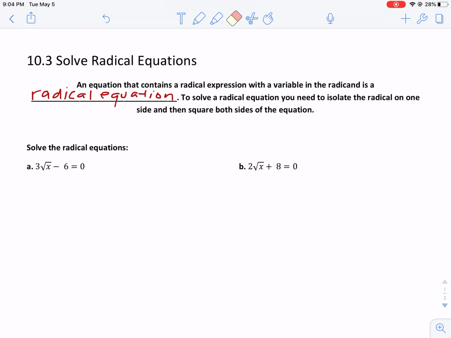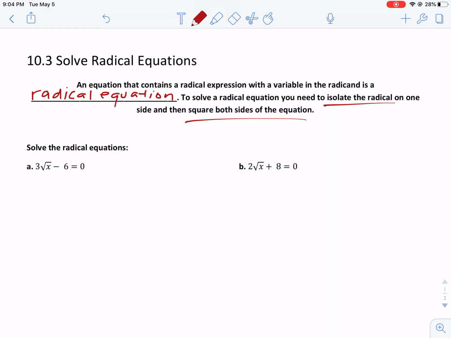All right, so an equation that has a radical expression with a variable in the radicand, meaning a variable under the square root, is a radical equation. To solve a radical equation, we're going to isolate the radical on one side, and then we're going to square both sides of the equation.